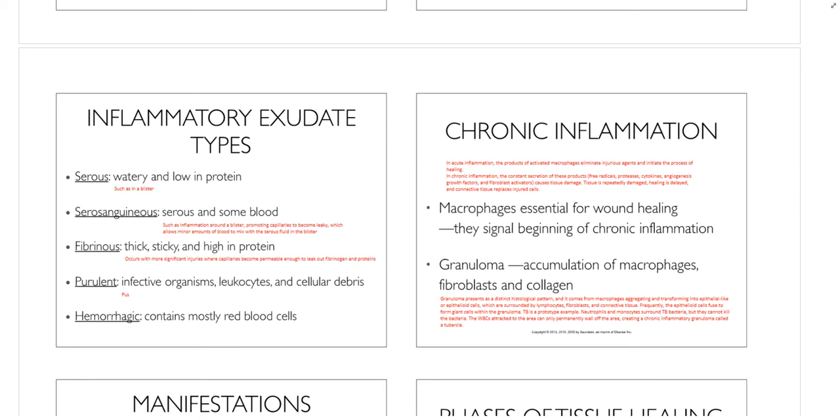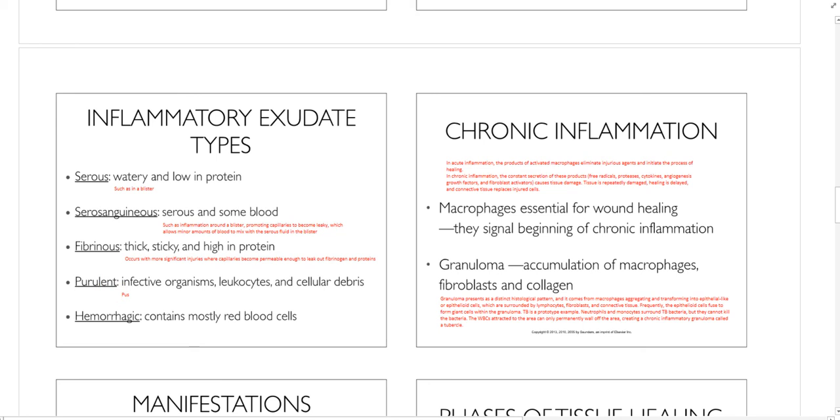Fibrinous is going to be a very thick and sticky, high protein fluid. This is going to be an implication that there's a much higher severity of injury going on, because the capillaries have become so permeable with the intention of getting as much fluid, as many white blood cells, as many helpful cells and nutrients to that site of injury, that they're also leaking out fibrinogen and proteins as well. And so that's why it becomes a bit thicker, stickier.